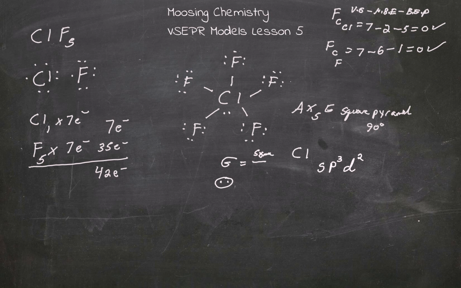All right, because that gives us 6 total. Right, it sure does. So now let's look at the fluorine hybridization. So there are 1, 2, 3, 4. So we're going to use up 4. It'd be S, P, 3. And that's it. You guys have an awesome day, and I look forward to seeing you in our next videos on Moose and Chemistry.